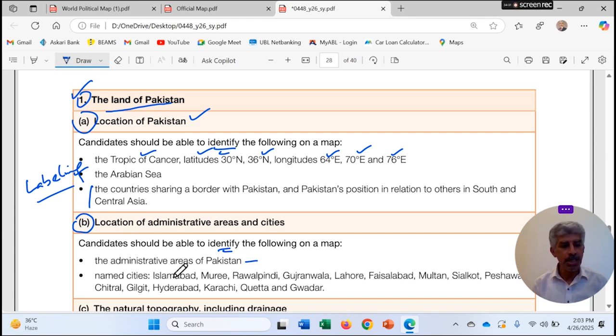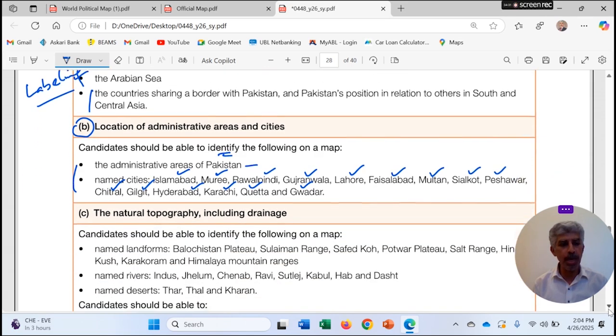And then named cities: Islamabad, Murree, Rawalpindi, Gujranwala, Lahore, Faisalabad, Multan, Sialkot, Peshawar, Chitral, Gilgit, Hyderabad, Karachi, Quetta, and Gwadar. So that is 15 cities. Students should be knowing about these 15 cities to be labeled correctly on the map of Pakistan, right? So this is really very important, as they are really easy marks to gain.